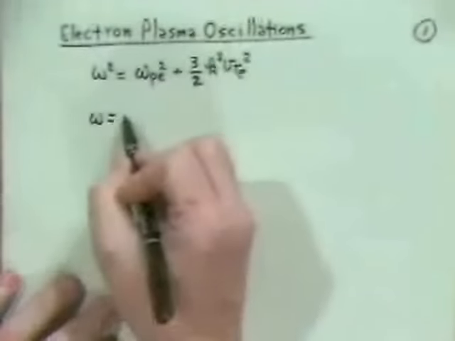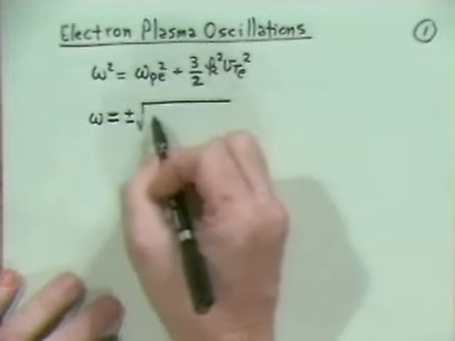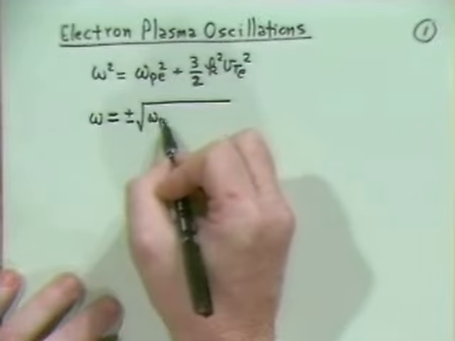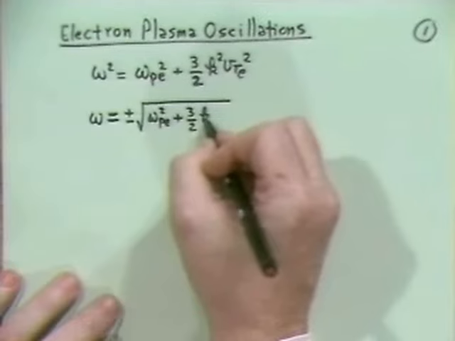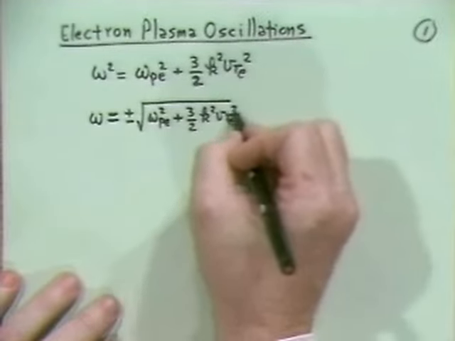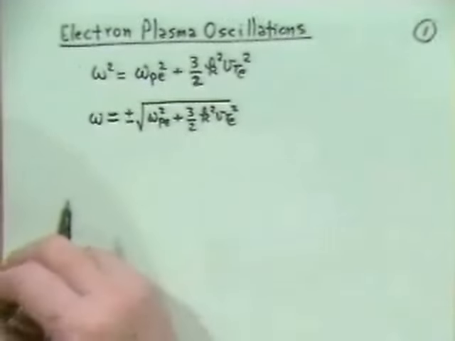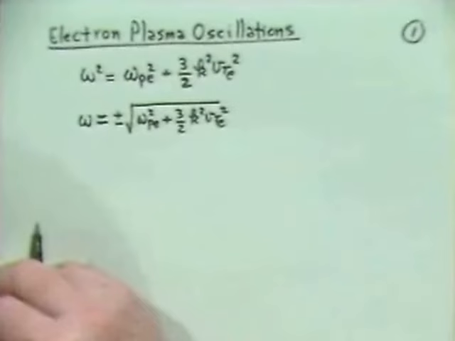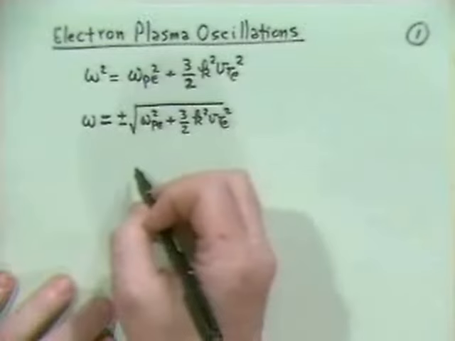So if I wanted the phase velocity, let me first take the square root of this, and that would give me modes with omega equals plus or minus the square root of omega PE squared plus 3/2 K squared V thermal electron squared. For simplicity, we could consider the ones with a negative frequency, but we'll just mostly consider the ones with a positive frequency. It's just a little easier.